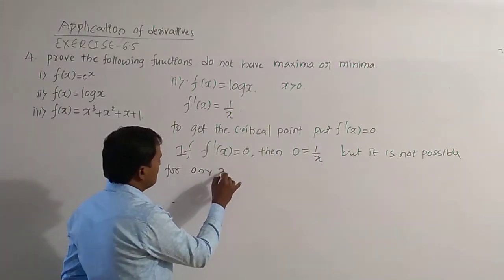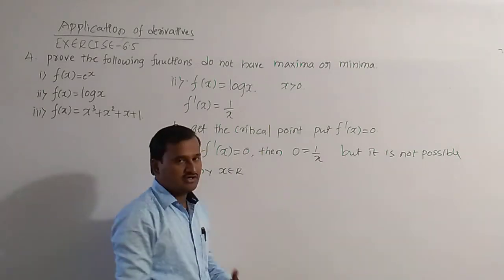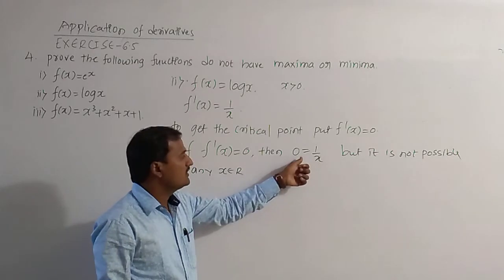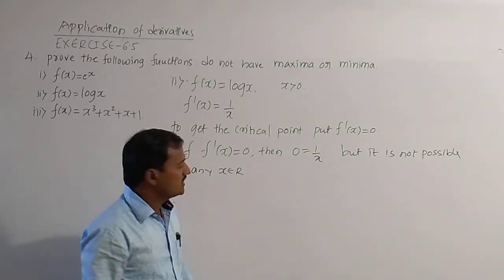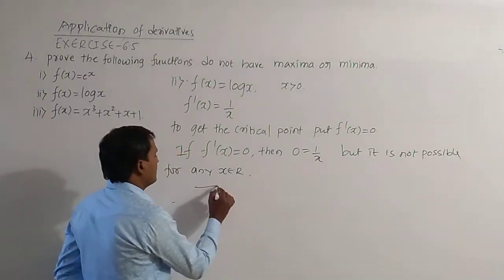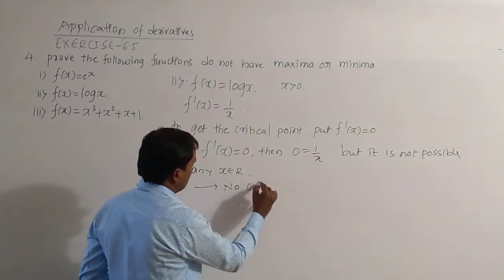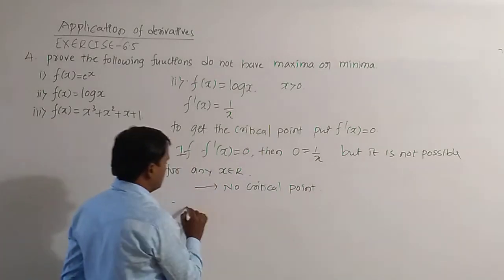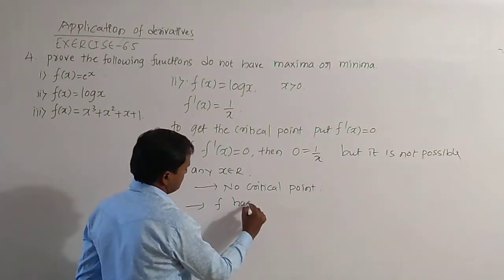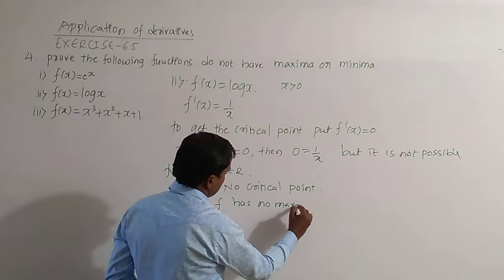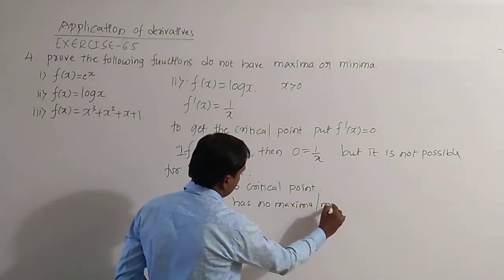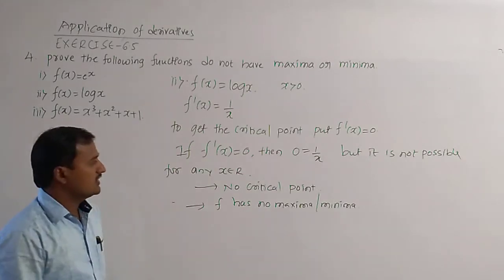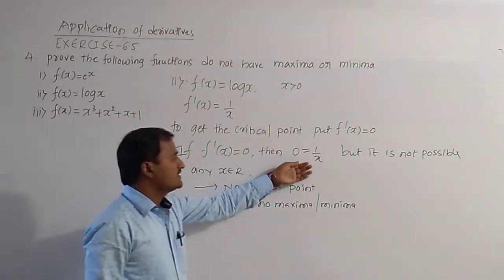It is not possible for any x belonging to R. Take any value of x; 1 by x equal to 0 is not possible. So there are no critical points, and no critical point means clearly f has no maxima or minimum. So again this function does not have any maxima or minima, due to this.